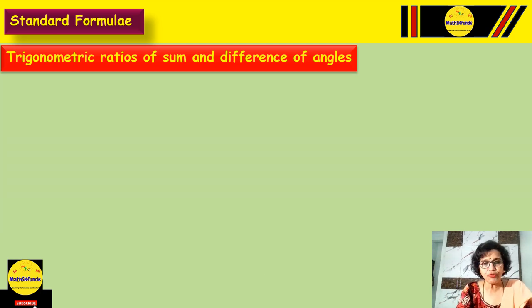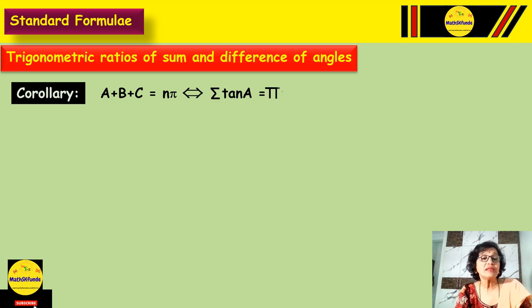Okay, I further move and I go for the next one, and that is now some results which I am trying to find out from the previous formula what I have given you just now. Now my first corollary means the result what you try to find out from certain main results, right? Now A plus B plus C equal to n pi is equivalent to sigma tan A equal to product tan A. Remember that formula tan (A plus B plus C) just now we have done.